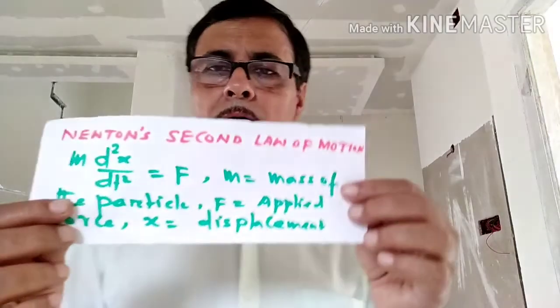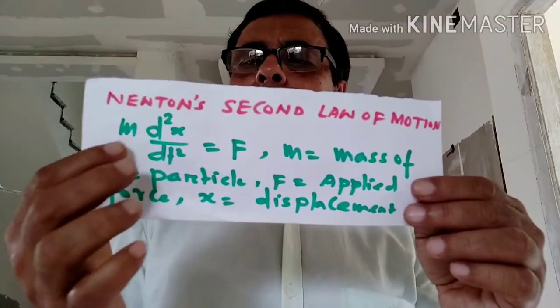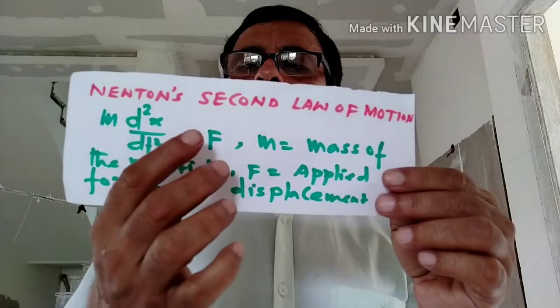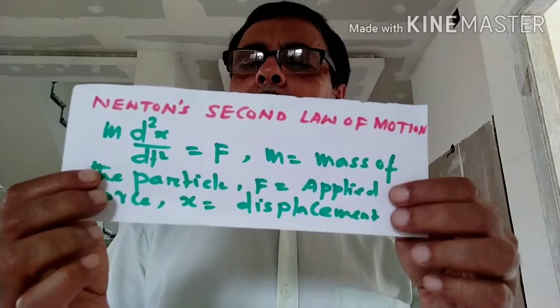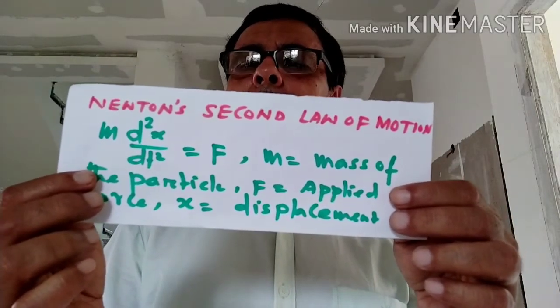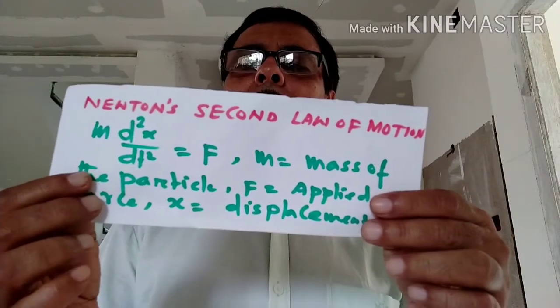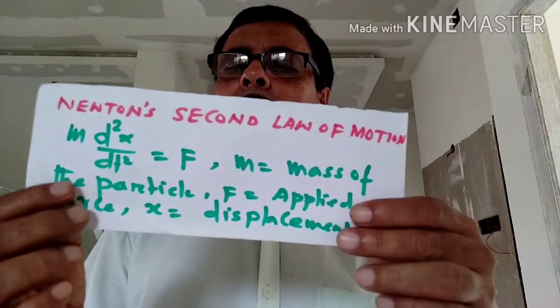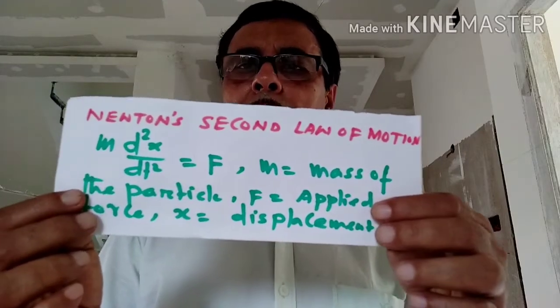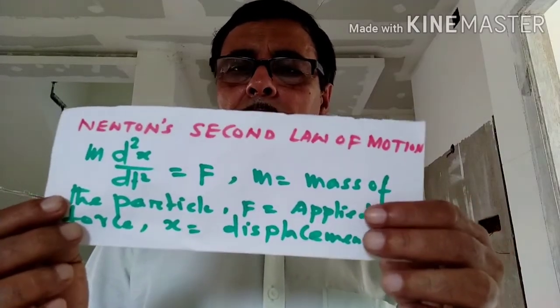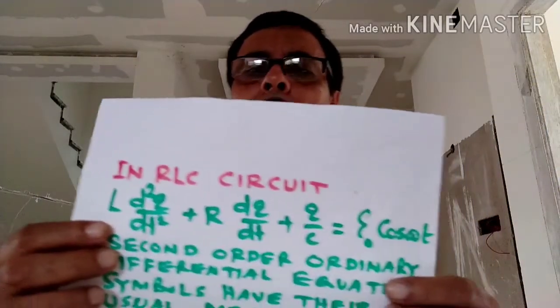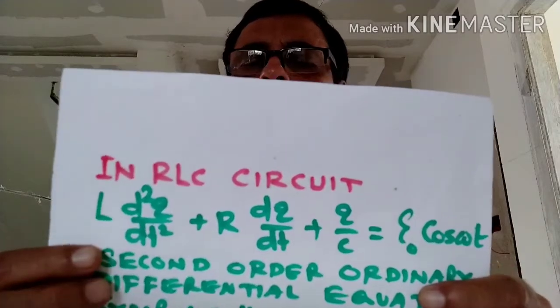Firstly, this is Newton's second law of motion, which is written as m d2s/dt2 equal to F, where m is the mass of the particle, s is the displacement of the particle at time t, and F is the applied force. This is Newton's second law of motion, which is a second order ordinary differential equation.